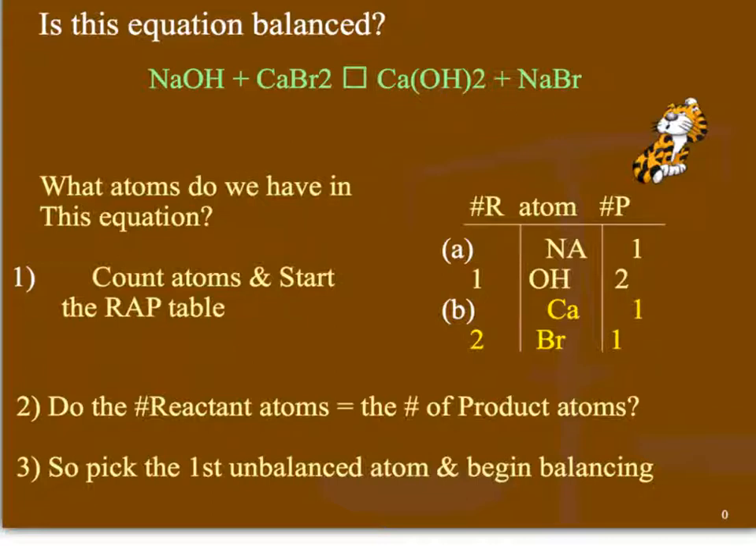The elements can rearrange. For example, here we have sodium and hydroxide. Over here we have sodium with bromine. The main point is that however many sodiums we have on this side of the equation, we must have the same number on this side of the equation.